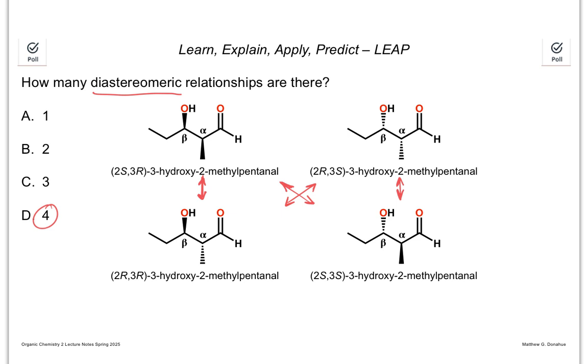So as a review, remember that enantiomers have identical chemical and physical properties. The only thing that's different is the sign of the optical rotation that's measured in a polarimeter. Diastereomers have different chemical and physical properties. So for example, I don't know the exact values of these, but if these were both liquids, they would have different boiling points, diastereomers. Enantiomers would have the exact same boiling point.